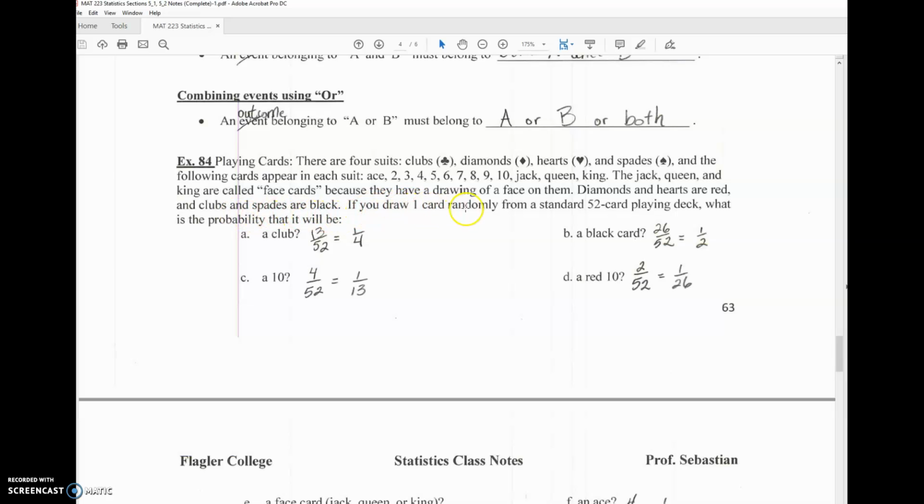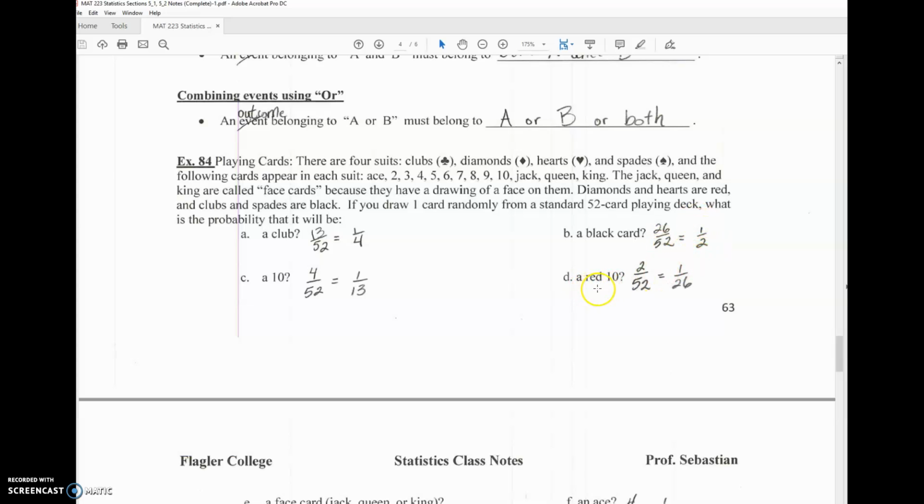If you draw 1 card randomly from a standard 52 card playing deck, what is the probability that it will be a club? There are 13 cards with clubs on them out of the 52 playing cards, or you can think of it as 1 out of the 4 suits, which reduces to 1 out of 4. What's the probability of getting a black card? Well, half the deck is black and half the deck is red because 2 suits are black and 2 suits are red. So a black card would be 26 out of 52, or 1/2. Think of it that way.